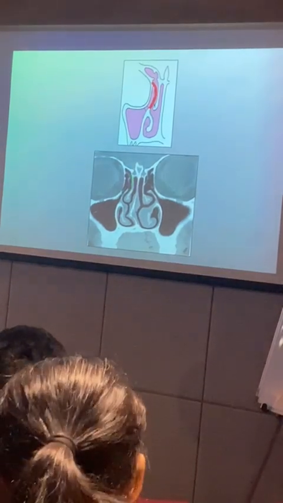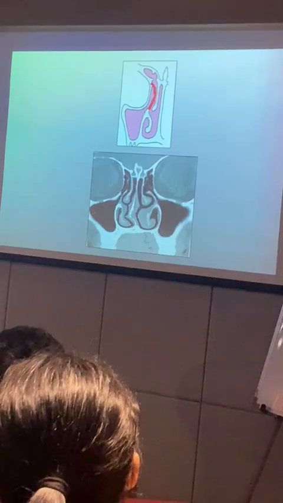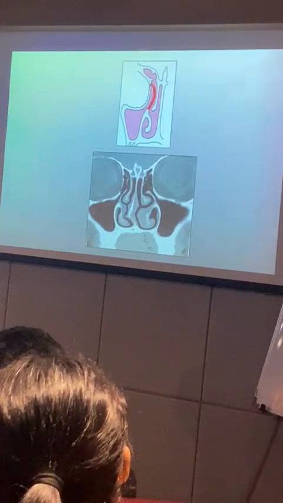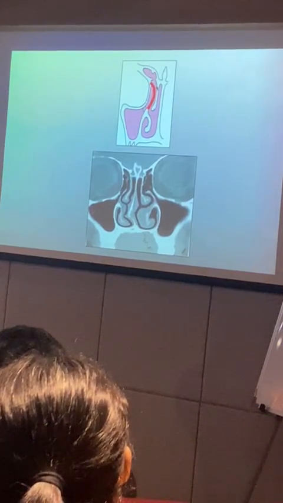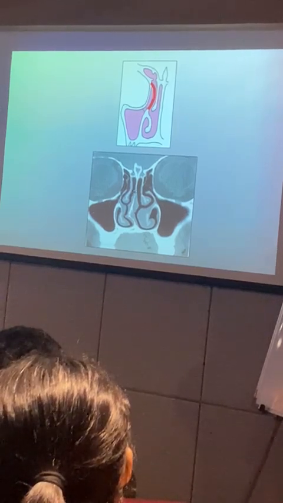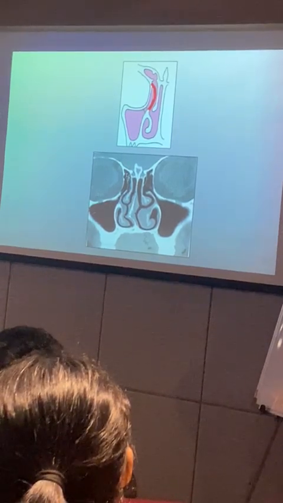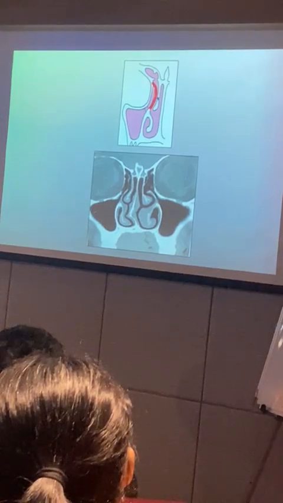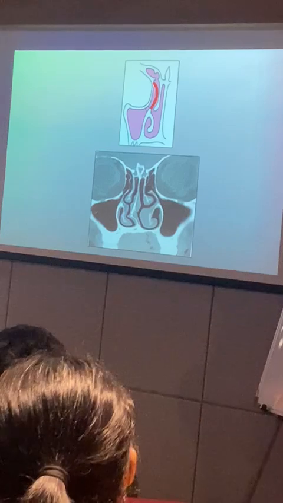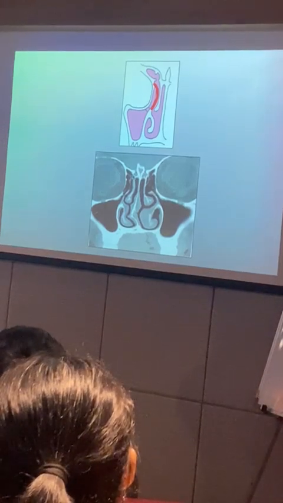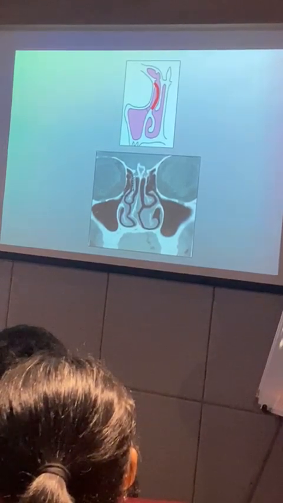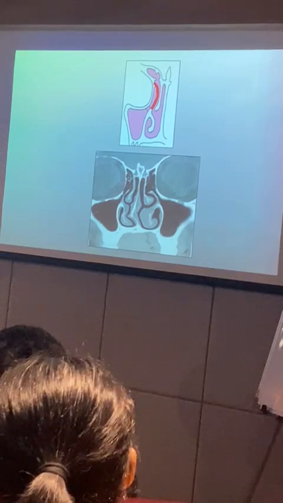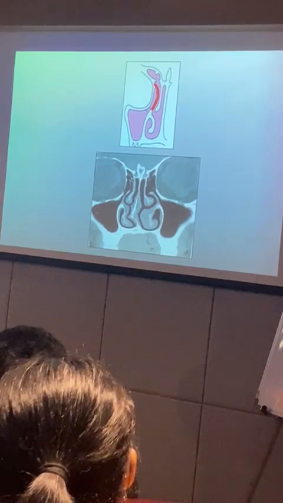Look at that. That's the uncinate attaching to the lamina papyracea, and this is the frontal outflow tract. First of all, I want you to see how narrow it is, and second, see how close to the middle turbinate it is, how close to the lateral lamella of the middle turbinate it is. Okay, it's not close to the orbit; it's closer to the middle turbinate.